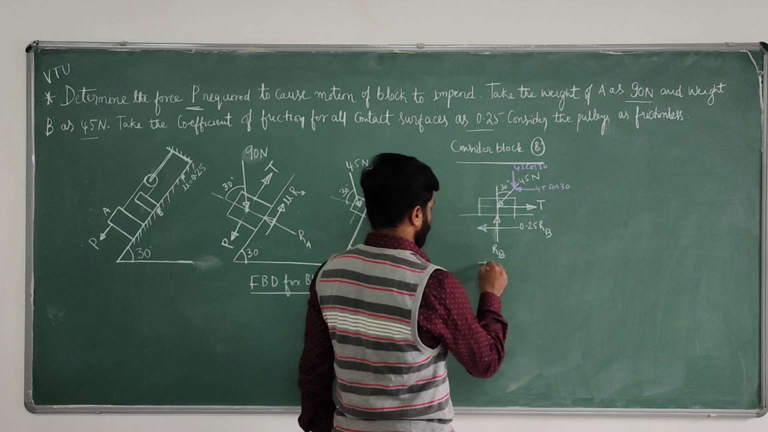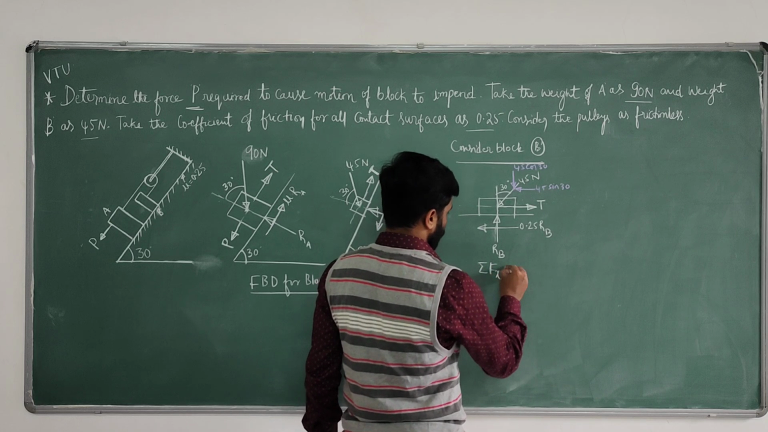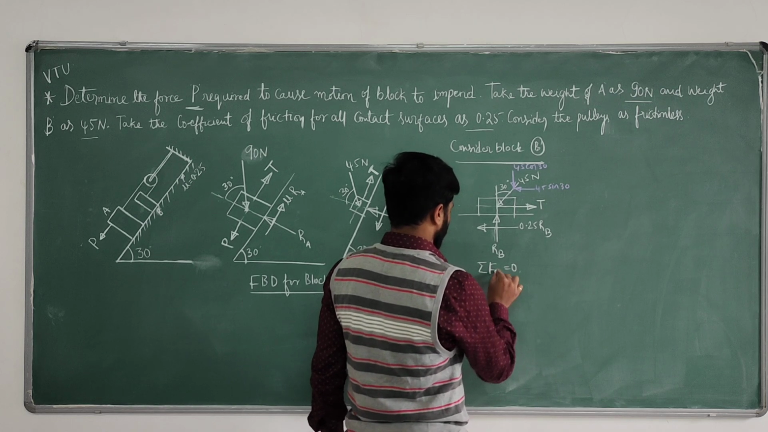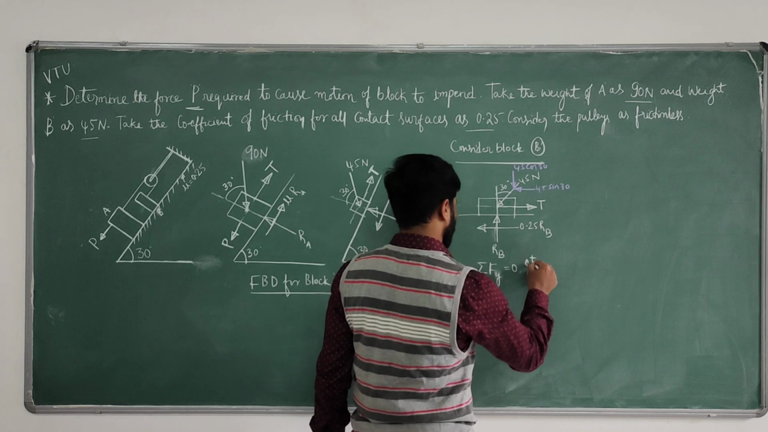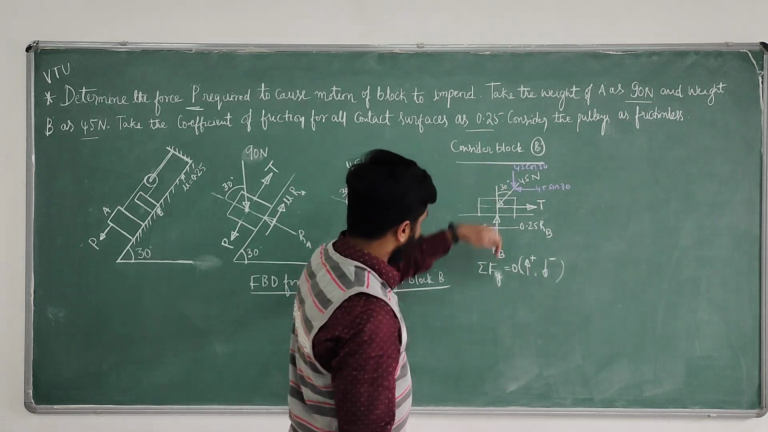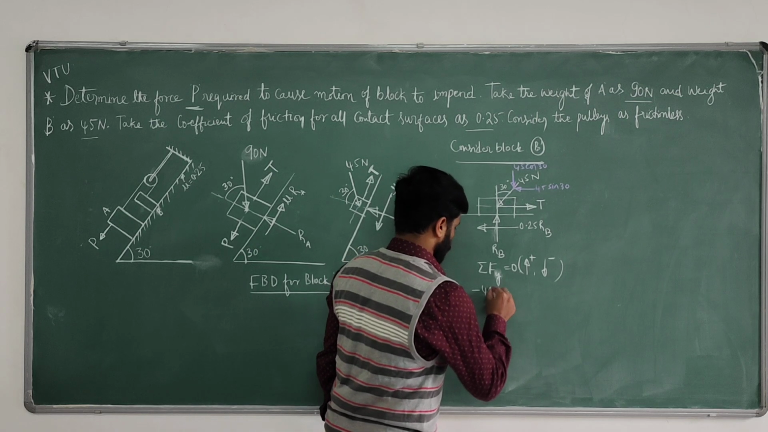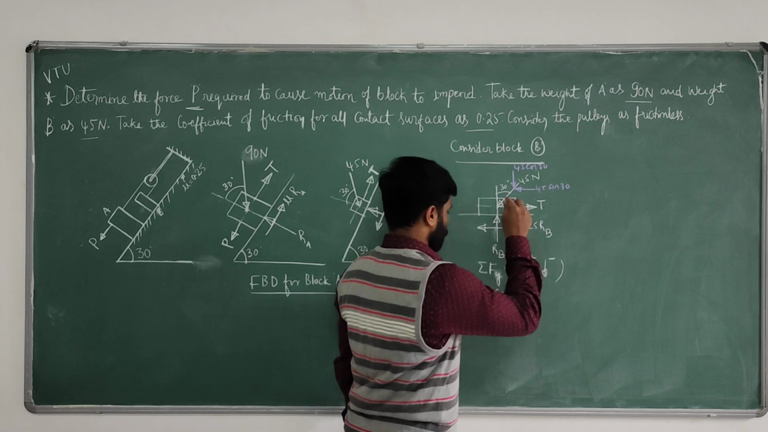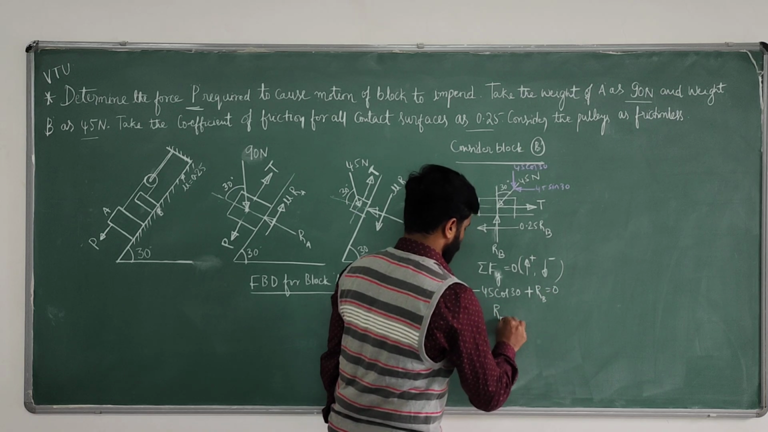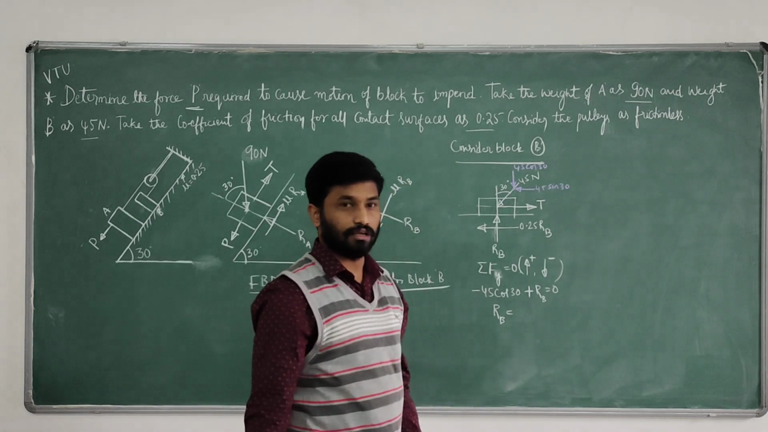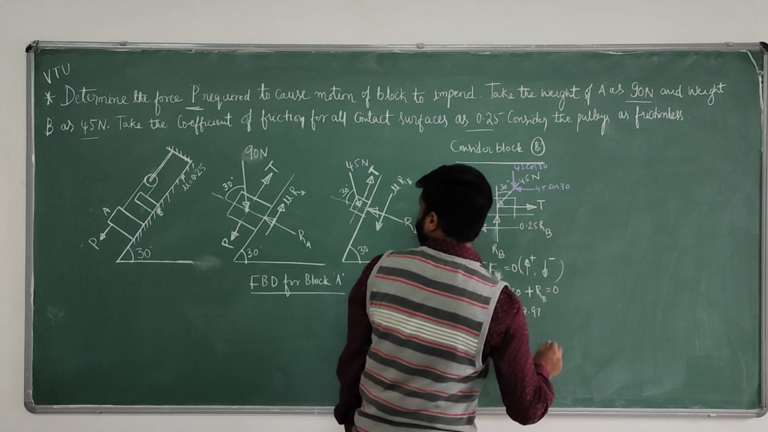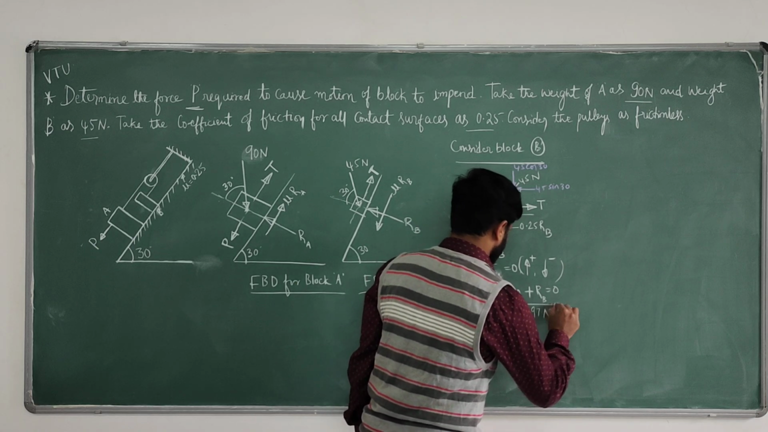Okay. Now apply sigma fx equals 0 and sigma fy equals 0. First condition I am taking sigma fy equals 0. All upward forces are positive and all downward forces are negative for fy. So minus 45 cos 30 minus 45 cos 30 plus RB equals 0. What is the value of RB? RB equals 45 cos 30, 38.97 Newton or 39 Newton.